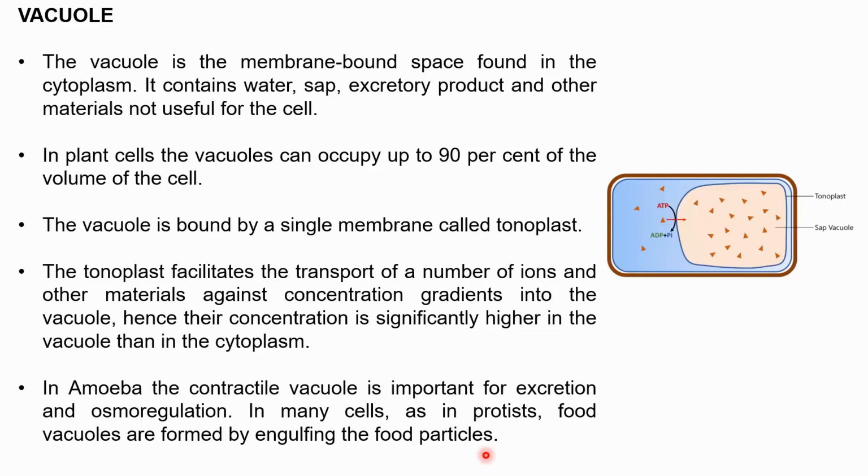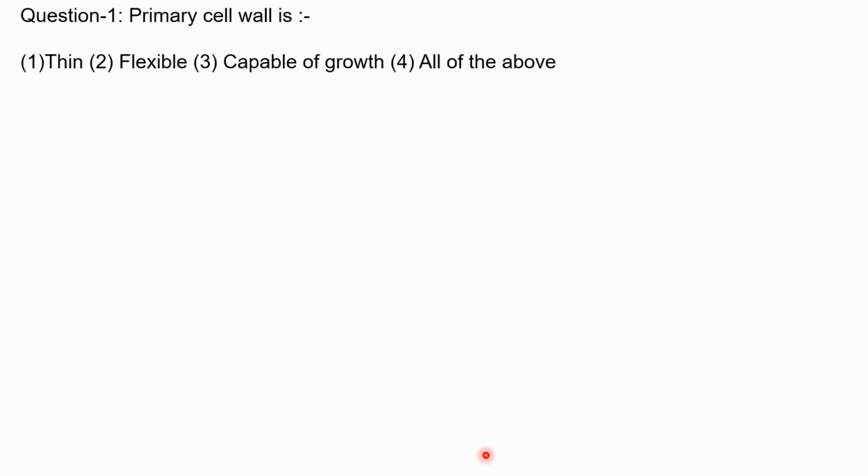In amoeba, the vacuole has a very important function. It has a contractile vacuole that helps in excretion and osmoregulation. In cells like protists, food vacuoles are formed by engulfing the food particles. So this is what the vacuole is.